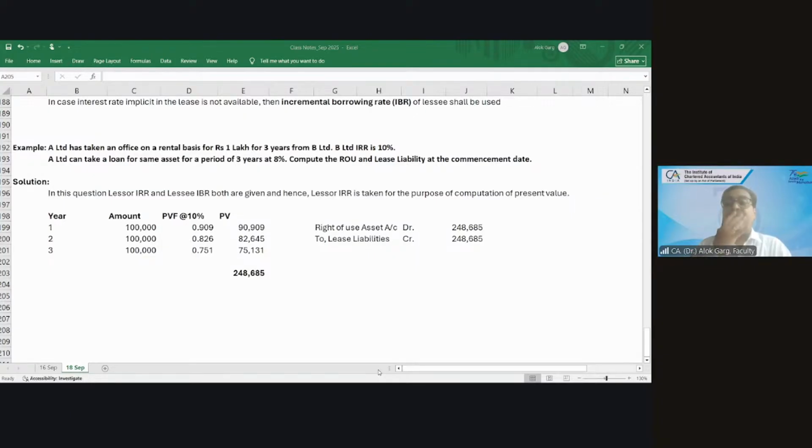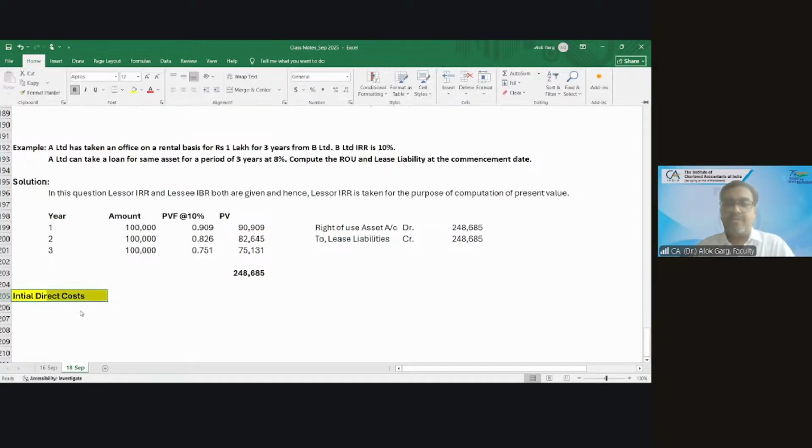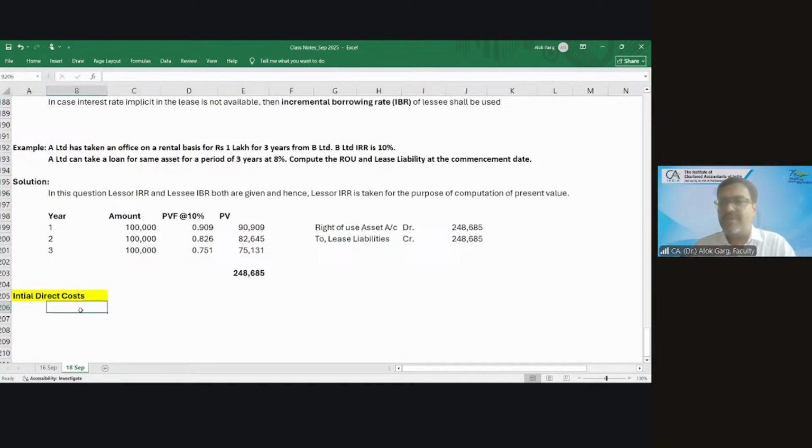And there is a concept of initial direct cost also. If you are a lessee, what sort of cost will you incur? Lease agreement, stamp duty, broker commission, legal fee. Yes, legal fee, etc. So when you are taking premises on a lease basis, you are also bearing stamp duty cost, brokerage commission, legal charges, etc., right?